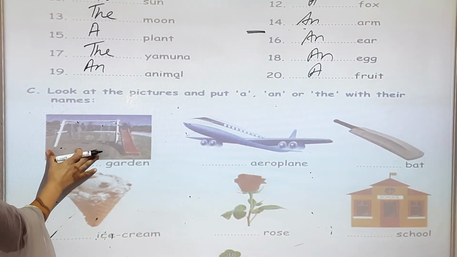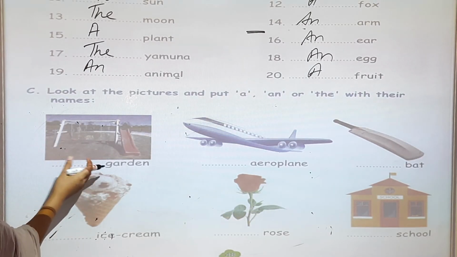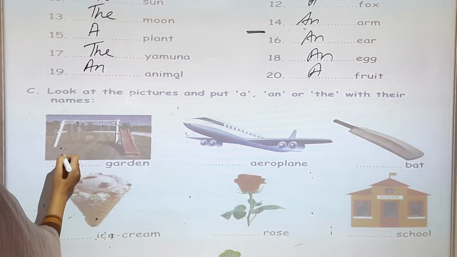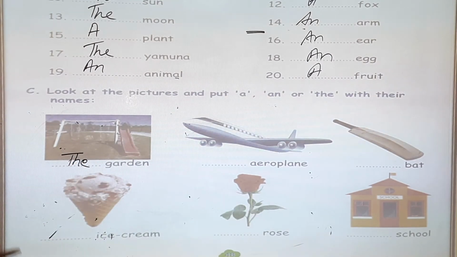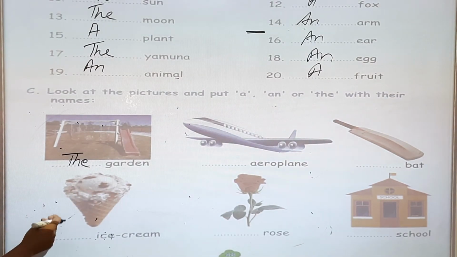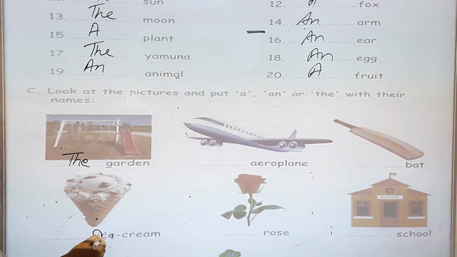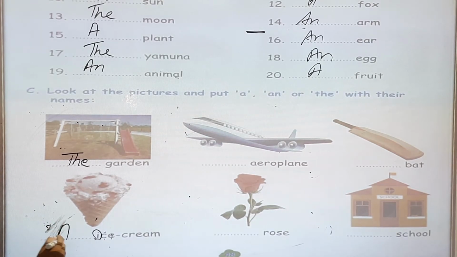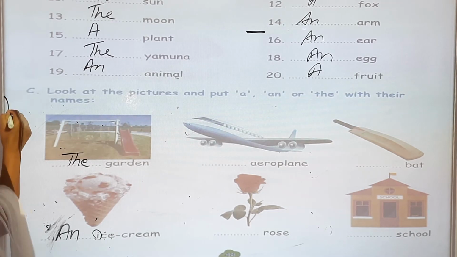I'll give you one example so you can write by yourself. First you have to see the picture. This is a place. So what will you use? The garden. When there is a place name, we use the. For example, this is an ice cream. So what do we have to use? An ice cream. Like this you have to do. So this is your homework.